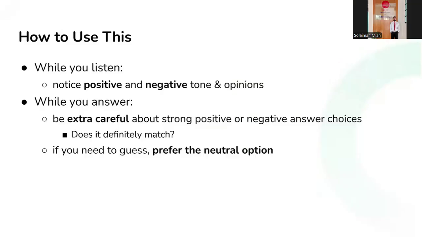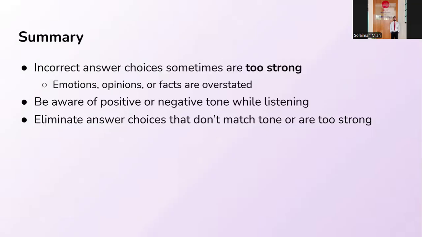To use this to your advantage on test day, always think first about the speaker's overall attitude while you listen. If you hear something that sounds very clearly positive or negative, make a mental note of it. Then, when answering questions, if an answer choice is much stronger than what you heard, eliminate it. If you are unsure because you didn't understand the whole audio or got distracted, it's usually safer to choose more neutral answer choices. This wrong answer trap appears when answer choices exaggerate or change a speaker's attitude.